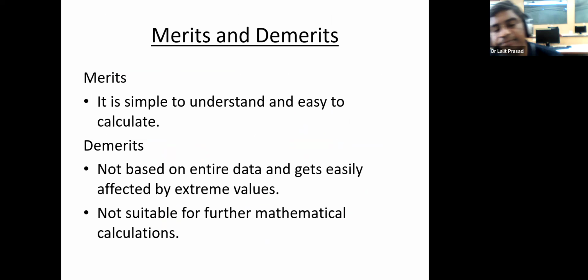Then merits: it is simple to understand and easy to calculate. If you want to calculate range, whatever data you have, you can put it in ascending or descending order, and then subtract the lowest value from the highest value. So that is the thing. What are the demerits? Not based on entire data and easily affected by extreme values. The entire data is not considered because we take only two values, the largest and the smallest. We take only two. Not suitable for further mathematical treatment. We do not use range in further inferential statistical analysis because it has such a big problem. There are so many problems.